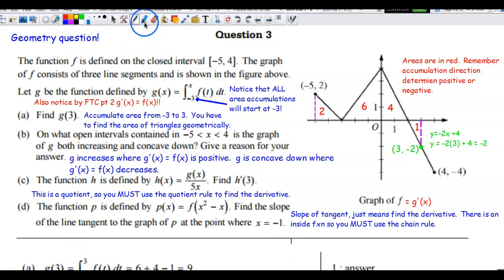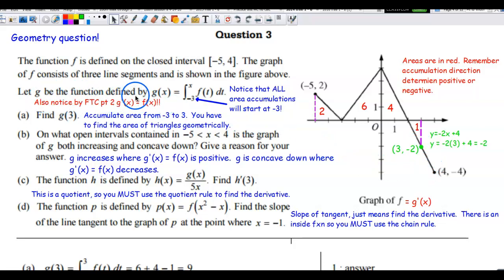Okay, so in question number 3, this is our geometry question, and really make sure you get all the points out of this question. It's not a hard question, so let's take a look at it. In question number 3, the function f is defined on the closed interval from -4 to 5. The graph of f consists of 3 line segments and is shown in the figure above, or in our case, in the video, it's the figure to the right. So there's line segment 1, line segment 2, and line segment 3.